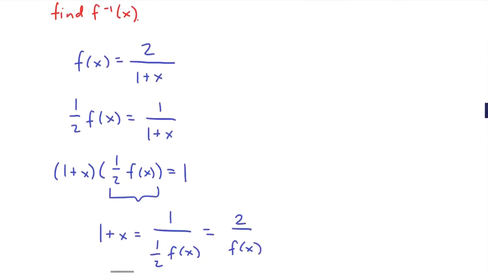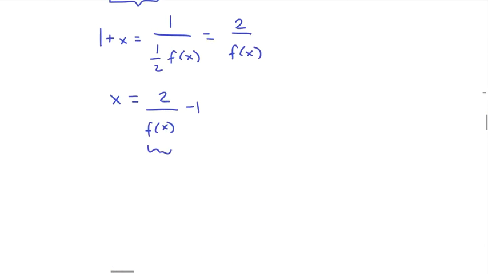Now the final step, all I need to do is switch out this f inverse with this x and change this f with x, and then change the f of x to f inverse. So my final answer is going to be f inverse of x is equal to 2 over x minus 1.